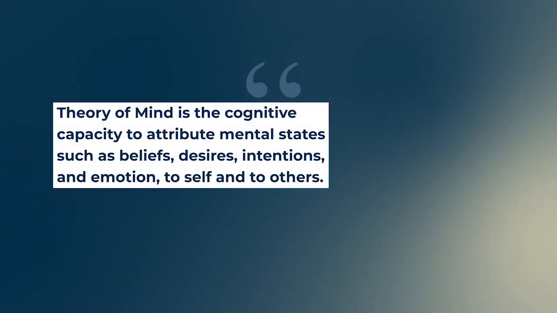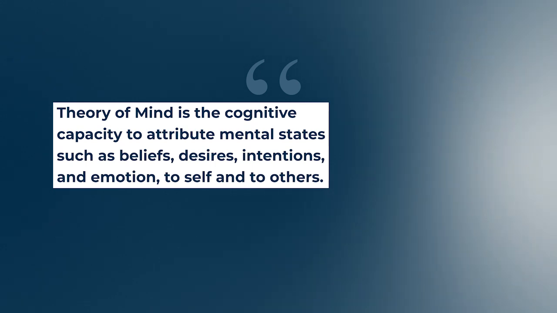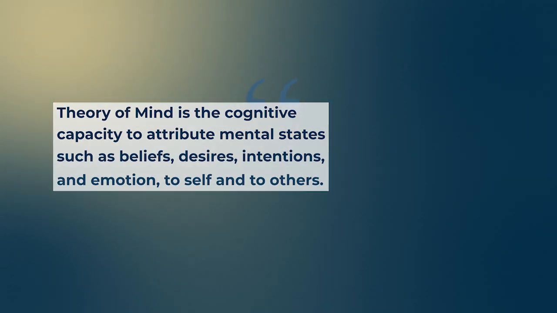I guess it depends where it is applied. I'm going to go through that definition. It says theory of mind, or TOM, is the cognitive capacity to attribute mental states such as beliefs, desires, intentions, and emotion to self and to others. This understanding allows individuals to predict and interpret the behavior of others based on their mental states. Theory of mind is crucial for social interactions and communication. So that is the definition.